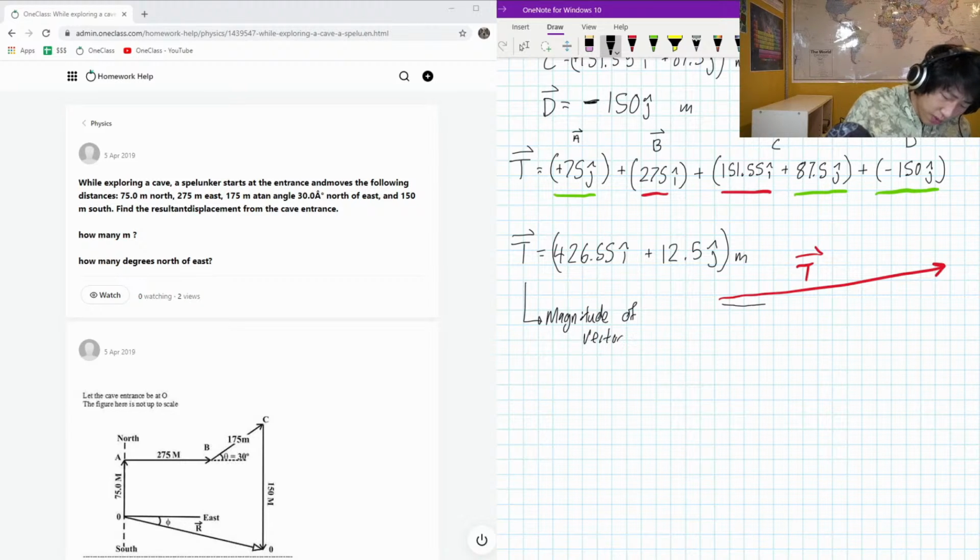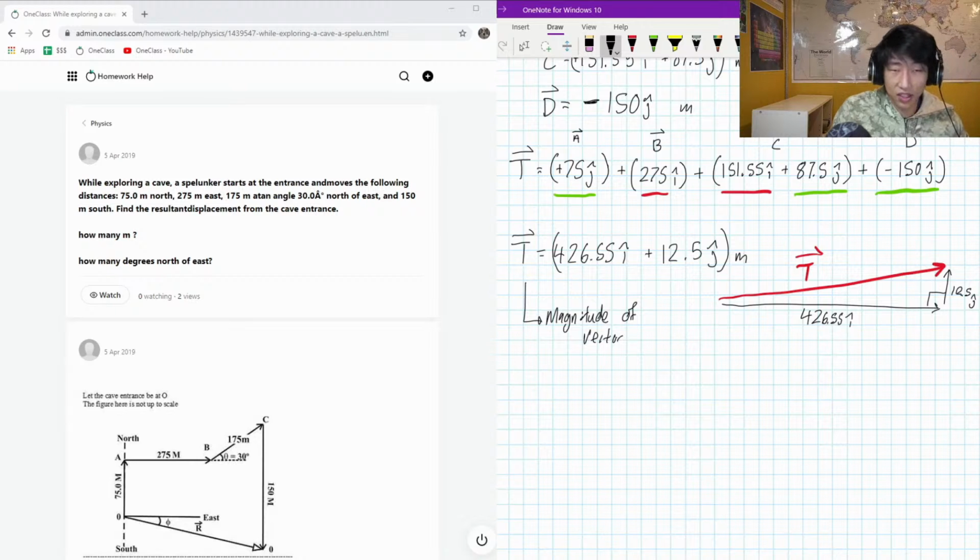Because what's really being represented here is we know that this is going to be 426.55 i, and we know that this right here is going to be 12.5 j. Okay, now if you look closely, another one of those right angle triangle situations, and we know the two side lengths, and we're trying to find the hypotenuse. Do we know how to deal with this? Yes. The power of Pythagoras Theorem.